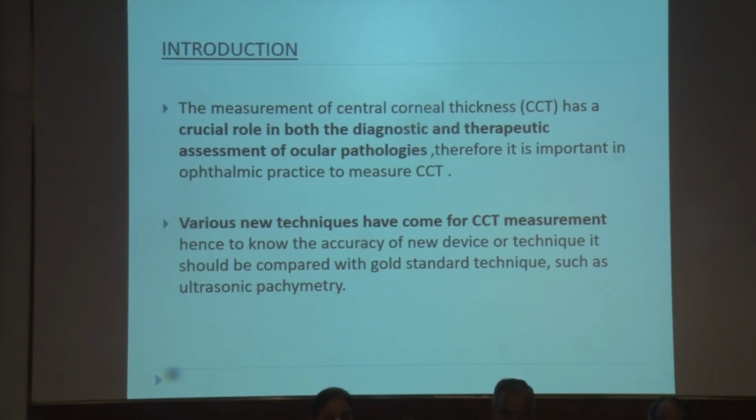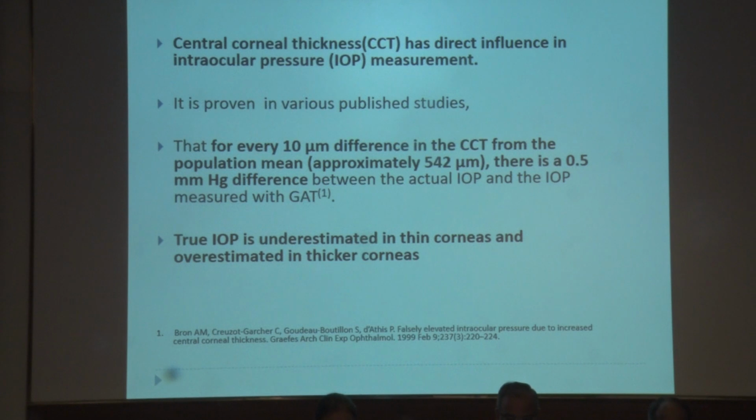Various new techniques have also come for CCT measurement, but in order to know the accuracy of a new device or technique, it should always be compared with a gold standard technique like ultrasonic pachymetry. As CCT has direct influence over the intraocular pressure, we all know that for every 10 micrometer difference in CCT from the population mean, there is a 0.5 millimeter of mercury difference between the actual and the IOP measured with the Goldmann applanation tonometry. And true IOP is underestimated in thin corneas and overestimated in thicker corneas.